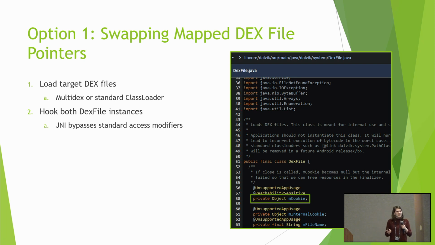One really interesting note is that if you see here, private object mcookie, that's a private object. You shouldn't be able to access that. But the Java native interface, by design, bypasses standard access modifiers. So finally, when we get to this point, we're able to actually swap the pointers associated with this particular mcookie object that's pointing to some DEX file data.